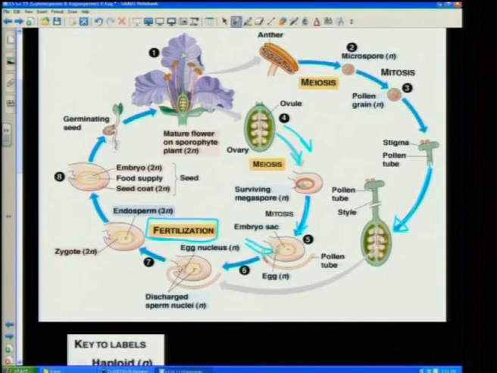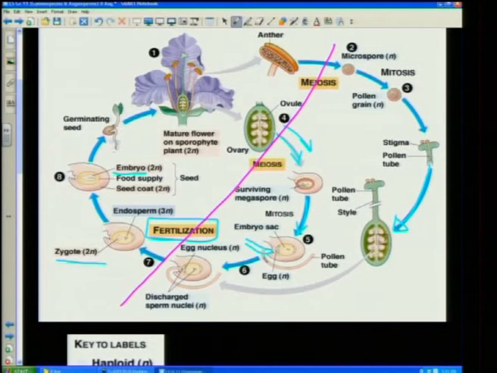After fertilization, we're going to have a zygote. That zygote is going to develop into an embryo, which is inside the seed, and that seed is going to germinate, producing the sporophyte generation. So now, where do we have the line that we have to draw? As I said, meiosis and fertilization.